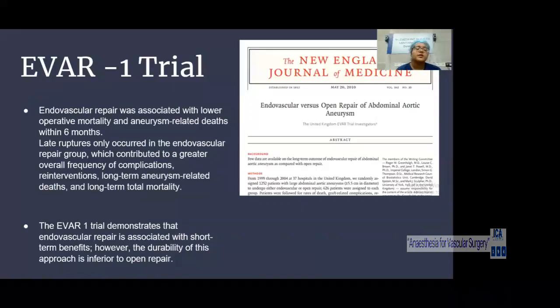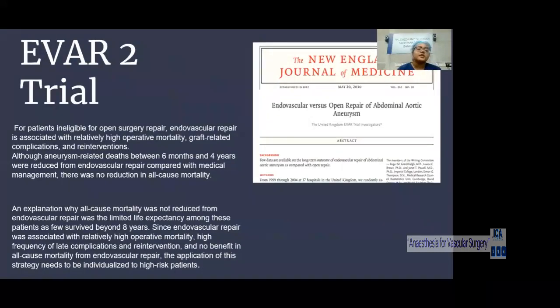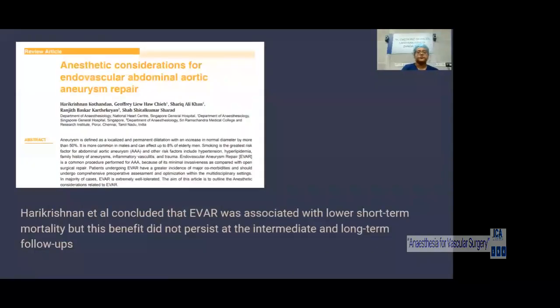However, patients undergoing endovascular repair did require re-interventions at a later stage. The EVAR-2 trial was for patients who were unfit for open surgery and showed a high degree of mortality and morbidity even with endovascular repair, although the aneurysm-related deaths significantly reduced in 6 months to 4 years post the procedure.